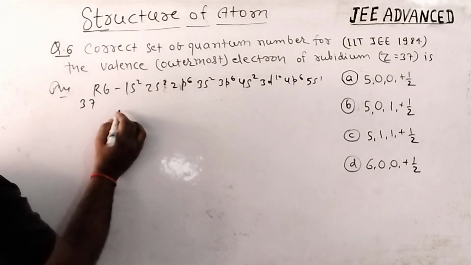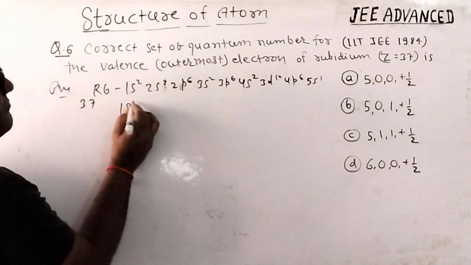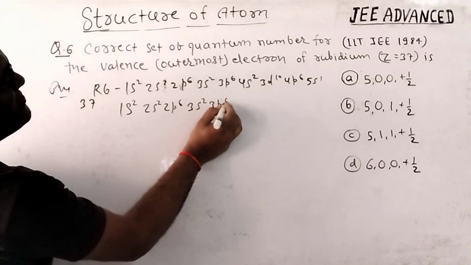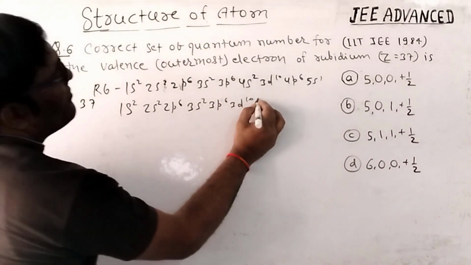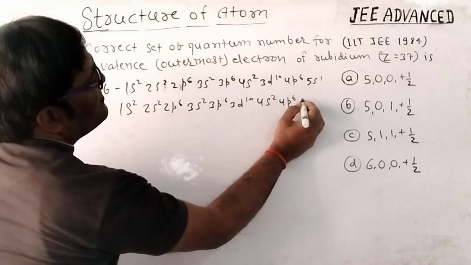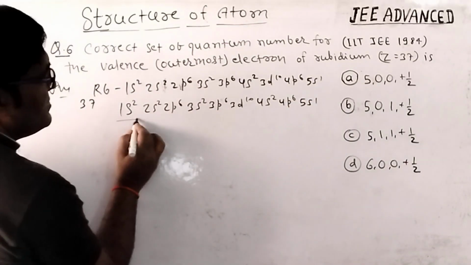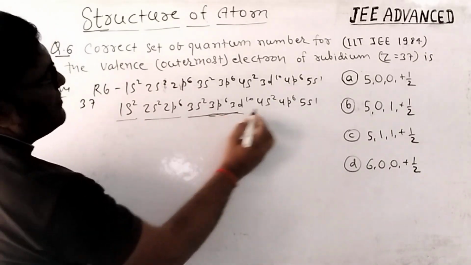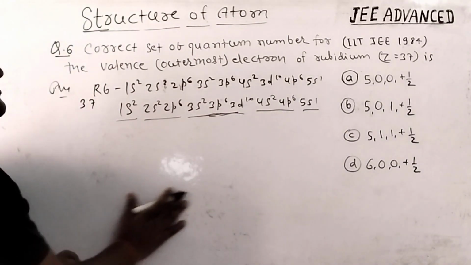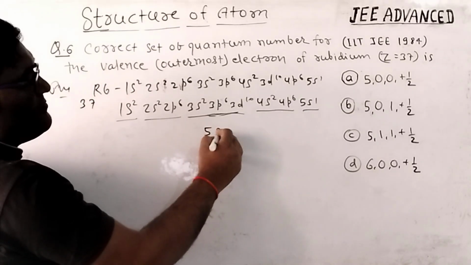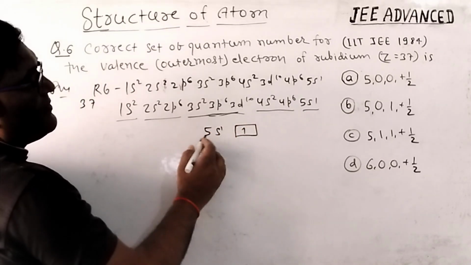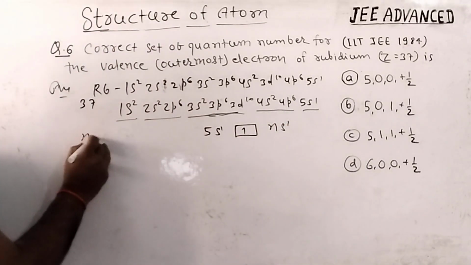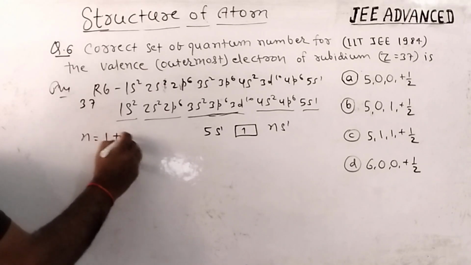After rearrangement, we can again write the electronic configuration: 1s2, 2s2, 2p6, 3s2, 3p6, 3d10, 4s2, 4p6 and 5s1. Now this is the first shell, second shell, third, fourth and fifth shell. Okay. Now in the fifth shell, 5s1. Here 5s1 means ns1, n is equal to 5. Now n is equal to 1 to infinity.